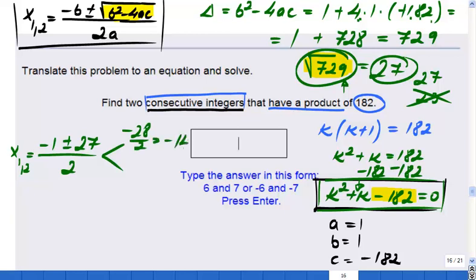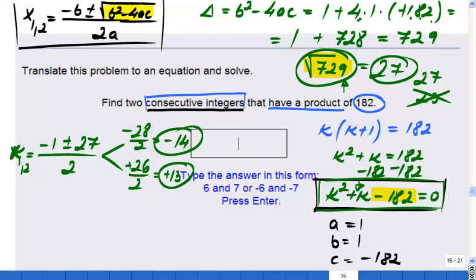Minus 1 minus 27 is negative 28. Divided by 2 is negative 14. Okay? The other one, negative 1 plus 27 is negative 26, right? Over 2 is going to be negative 13. Okay? And these are my roots. Hold on. This is positive 26, right? So it's positive 13. I was just worried about why we were getting the same sign. So negative 14 and 13, which we previously got using the other method.